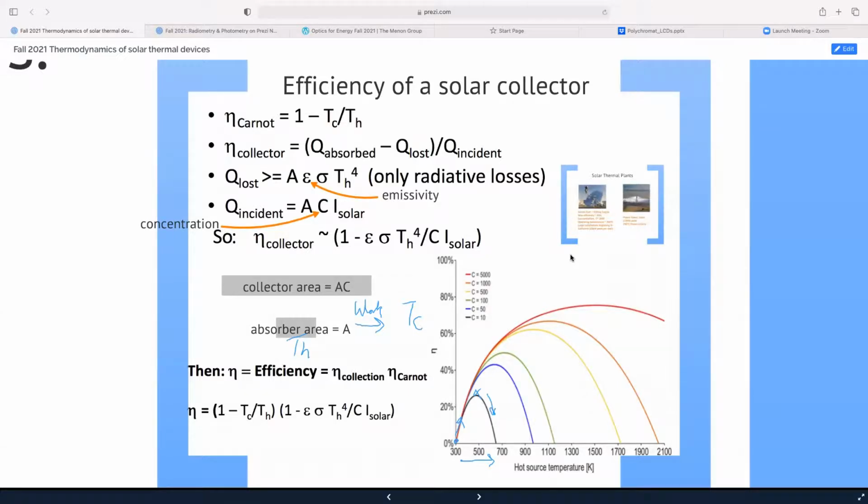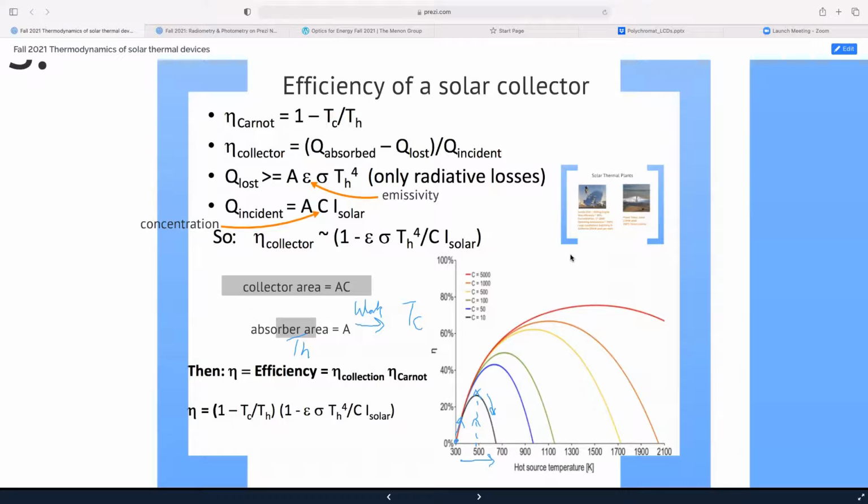Okay, so that tells me if I have a solar thermal system, that's the temperature I want to be operating at because I will get the highest efficiency. Of course, we've made lots of assumptions here, but just to give you a conceptual, intuitive understanding. Now, can I increase it further?